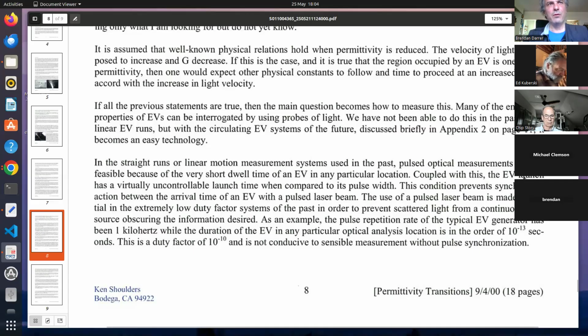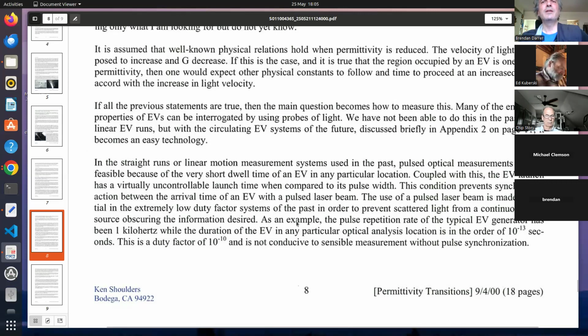when compared to its pulse width. This condition prevents synchronous action between the arrival time of an EV and a pulsed laser beam. The use of a pulsed laser beam is made essential in the extremely low duty factor systems of the past in order to prevent scattered light from a continuous light source obscuring the information desired.